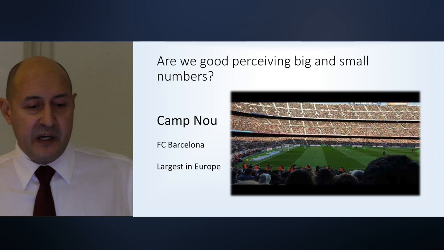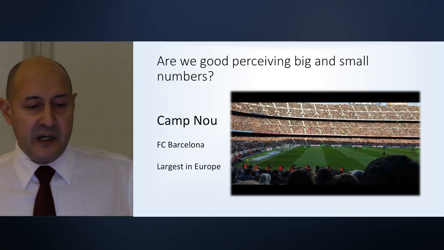We are going to start with some examples. A word of warning: I grabbed these examples from the news on the internet, the real news. This means that I am not an expert on these topics. I put these examples together just because they incorporate some interesting numbers that will illustrate the points that I am trying to make. So the question again in this part is, are we good at perceiving big and small numbers?